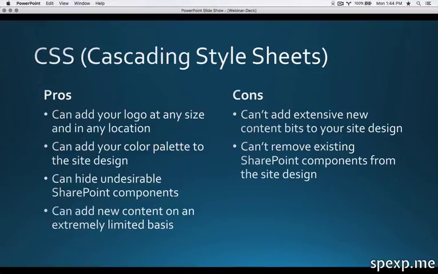I can hide things from the UI, but I'm not going to be able to flat out remove them, and that's a very big difference. So underneath the pros column at the very bottom, we can see we can add new content, but underneath the cons column, we cannot remove, I'm sorry, I messed up on that one. In the first column, we can hide undesirable SharePoint components, but we can't go through and remove it.